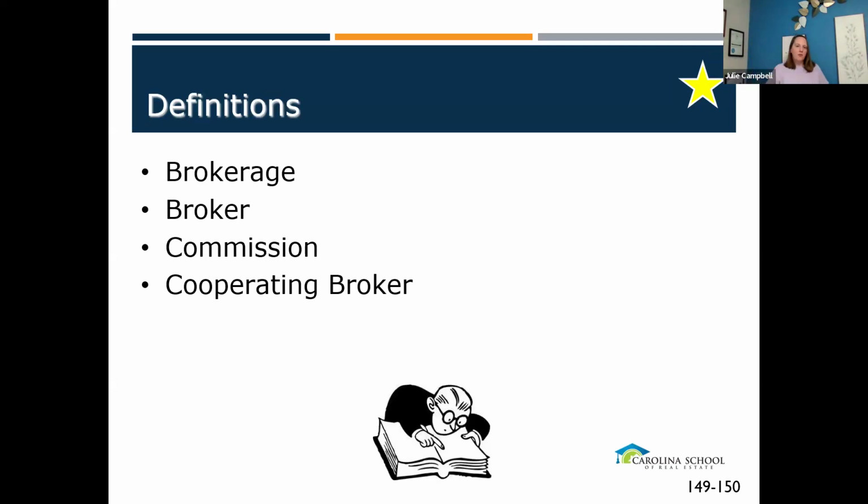And then the cooperating broker. If you're cooperating with another broker, it's a broker with a different firm.